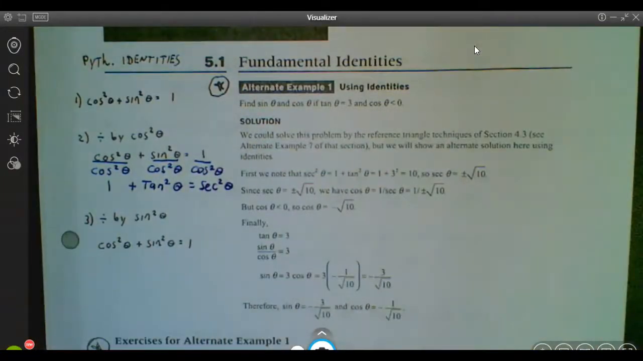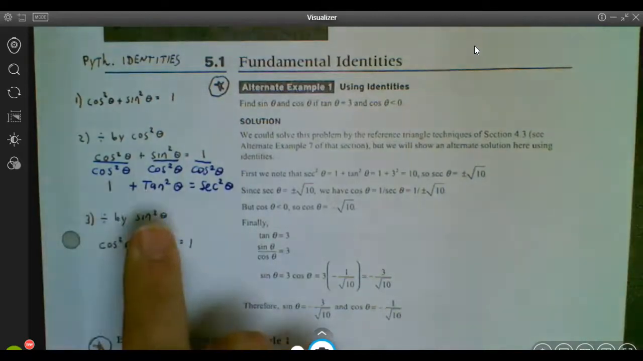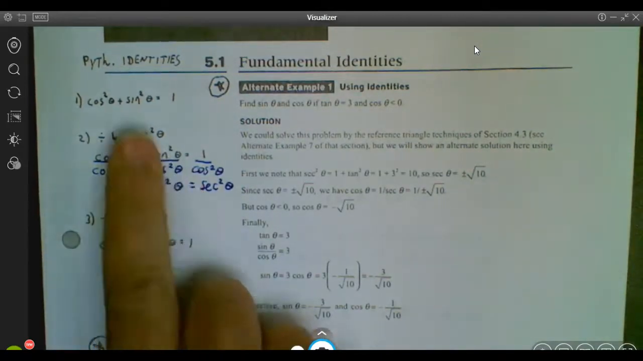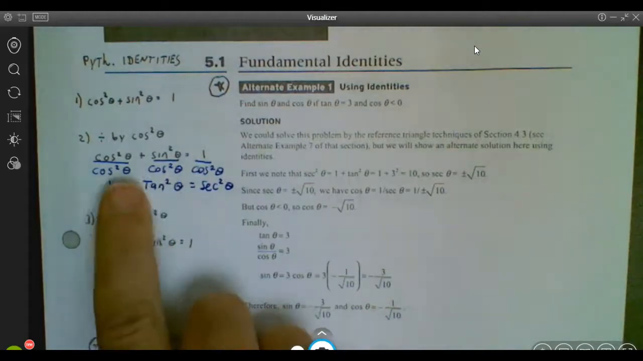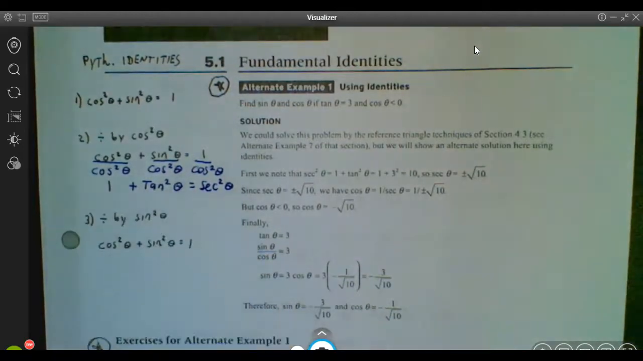So one of the other identities they want you to know is 1 plus tangent squared equals secant squared. So you can memorize that, but what I'm trying to show you here is you don't have to. If you just know how to get it from this one by taking this process, then that's one less identity that you're going to have to memorize.